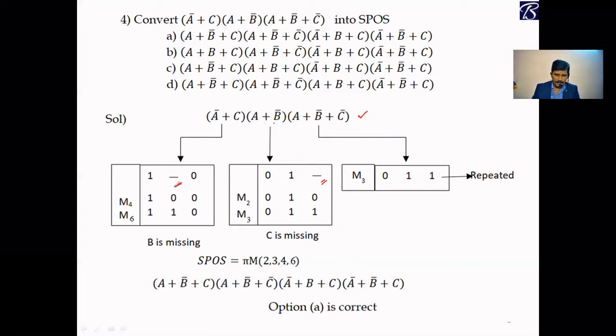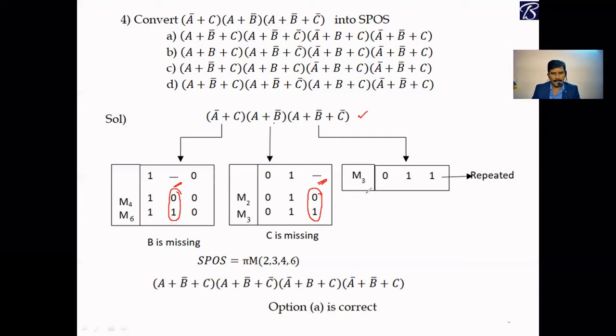Now for this hyphen you take combinations, and the remaining 1 0 take as it is. For this hyphen take combination 0 and 1, and this 0 1 take as it is. And for this max term, no variable is missing, that's why let it be 0 1 1. Now write the max terms. M4 1 0 0 means M4, 1 1 0 means M6, and 0 1 0 means M2, 0 1 1 that is M3. Here 0 1 1 once again M3.